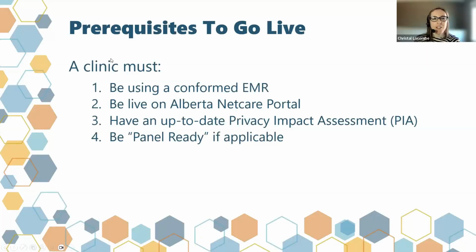Thanks, Robert. So I just thought I'd quickly review the prerequisites to go live for those of you who are not live yet. So first of all, you must be using a conformed EMR. So those are the EMRs that we shared earlier. So that includes Accuro, QHR, HealthQuest, TELUS. They've now got 4 products because CHR just was conformed this month, in addition to their MedAccess, PS Suite, and Wolf. And then we know that AVA is coming soon.